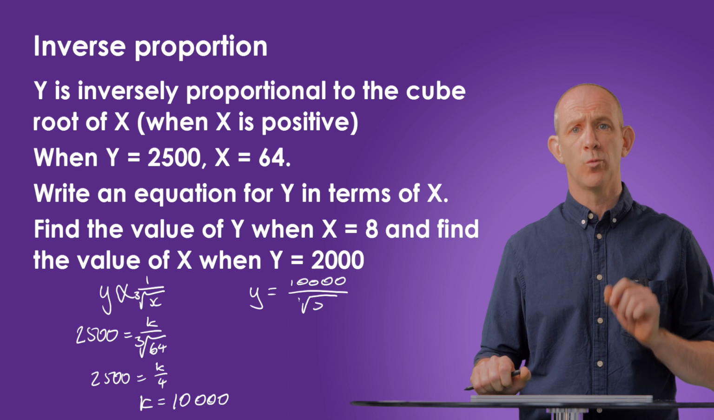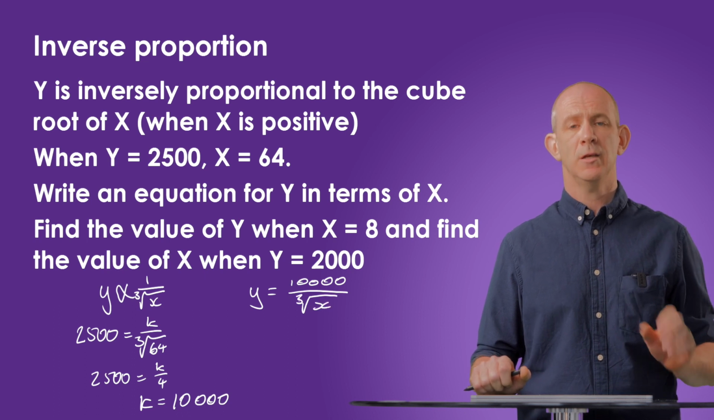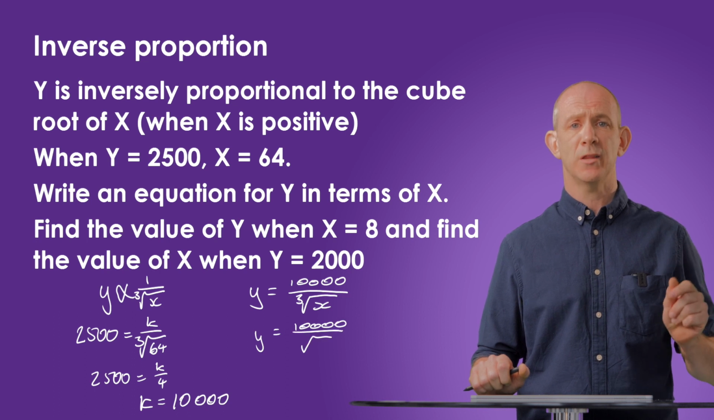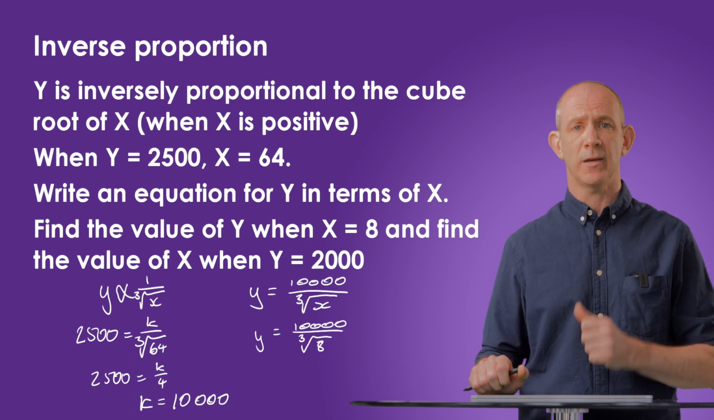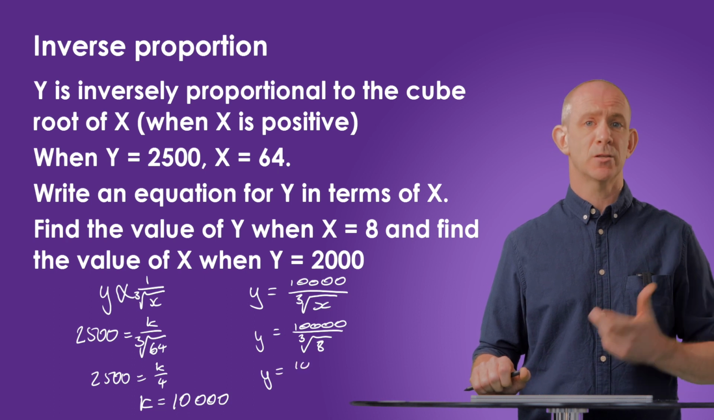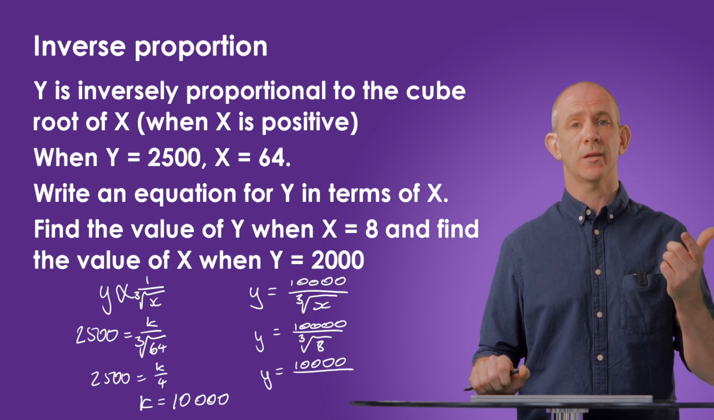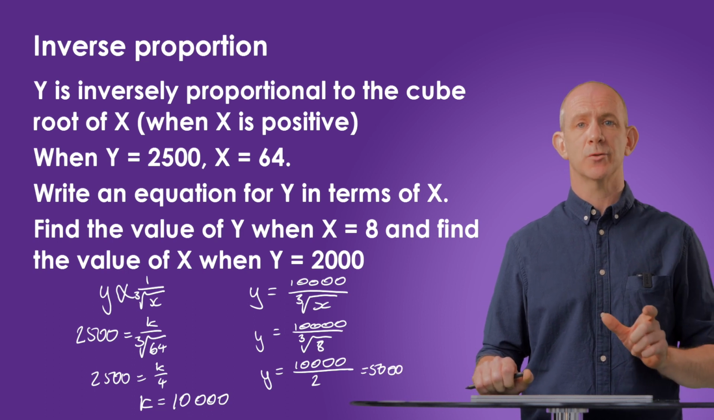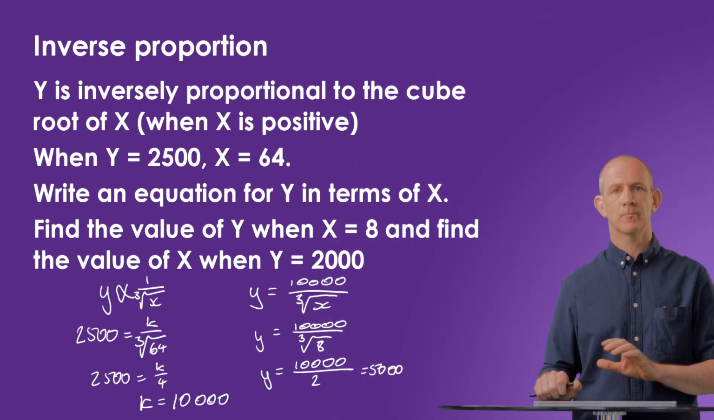Now we want to solve for y when x equals 8. Let's substitute 8 in for our variable of x. We get y equals 10,000 divided by the cube root of 8. The cube root of 8 is 2, so y is going to equal 10,000 divided by 2, which equals 5,000. So y equals 5,000 when x equals 8.